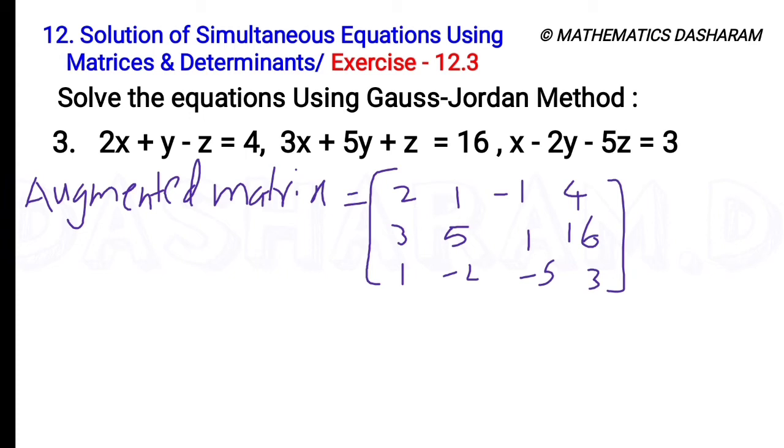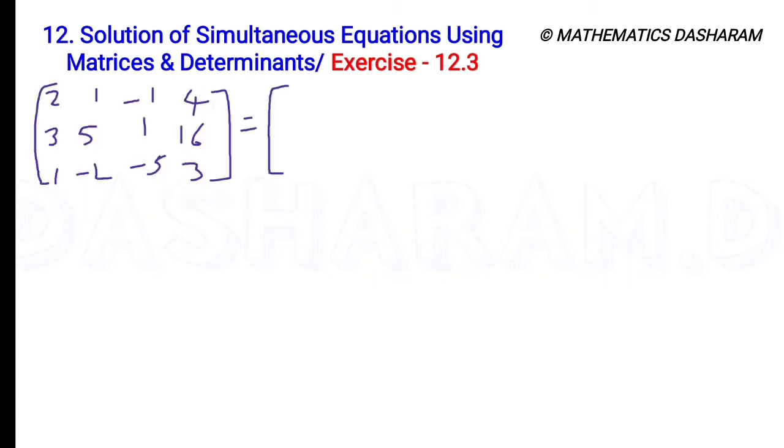So this is an augmented matrix. Now we need to get the identity matrix of order 3 at this place. Then automatically you will get the required solution in this column. So let's apply the elementary operations to get the identity matrix. We need a 1 at this place, so to get that, interchange R1 and R3, because 1 is available in R3. That is why I am interchanging R1 and R3.